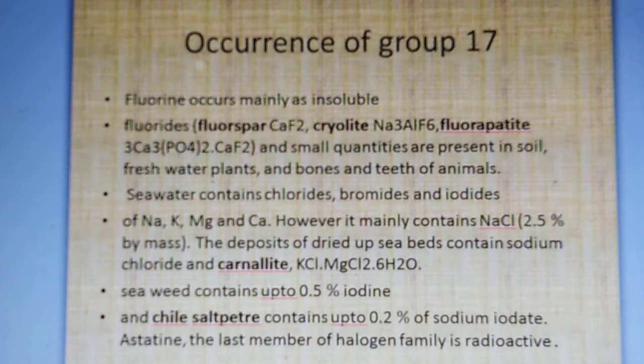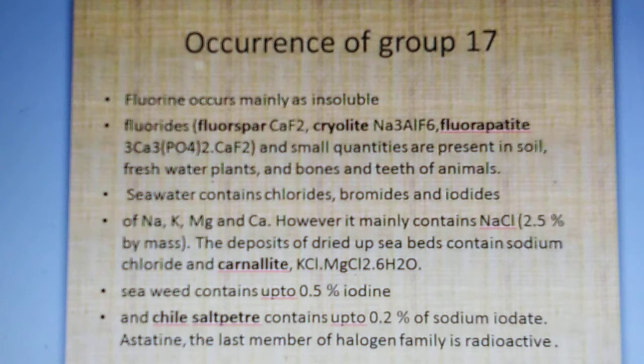Occurrence of group 17 elements. See, group 17 are halogens. From the halogens, fluorine occurs mainly in insoluble form as fluorides or fluoride ores, that is fluorspar CaF2, cryolite Na3AlF6, and fluorapatite, that is 3Ca3(PO4)2·CaF2. In these three forms fluorine is available. Also, small quantities of fluorine are present in soil, freshwater, plants, and the bones and teeth of animals.